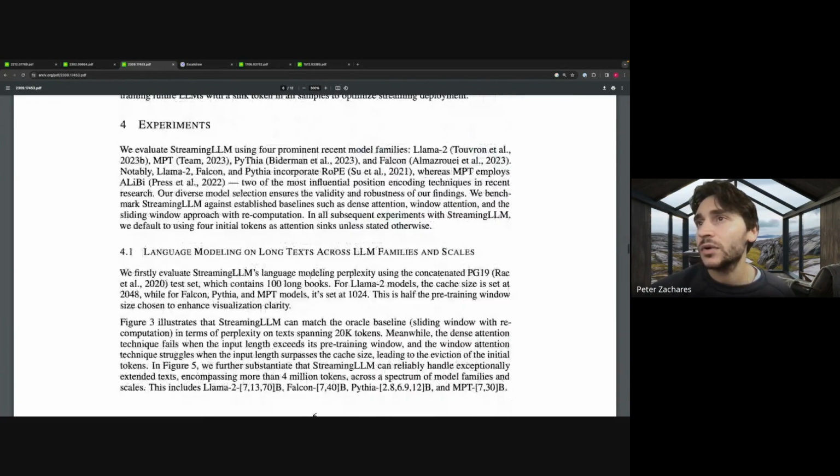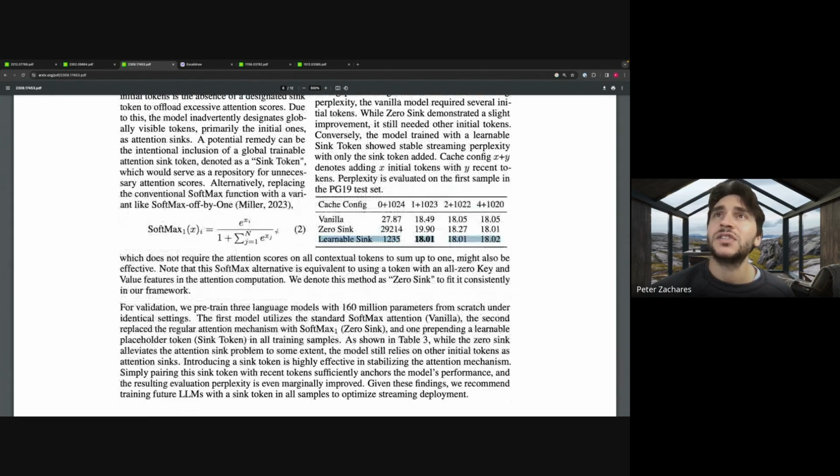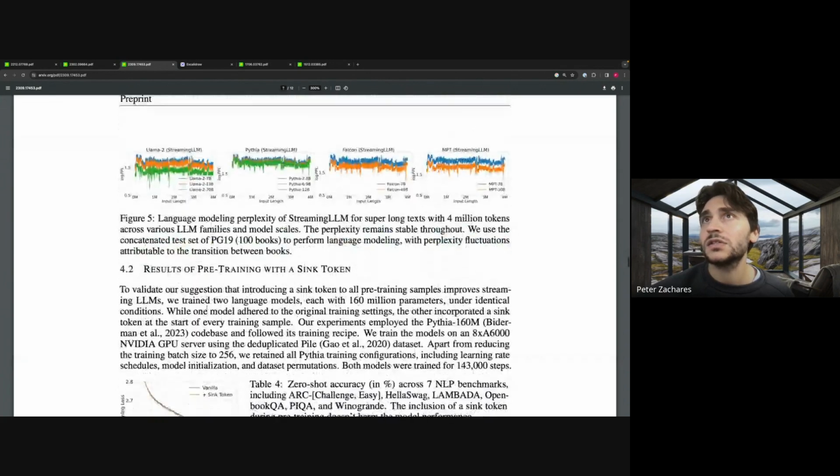But where's the method where they talk about this? Because they compare having attention sinks to just using this softmax operation instead.